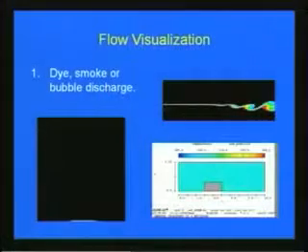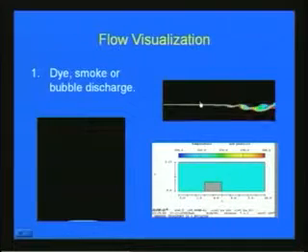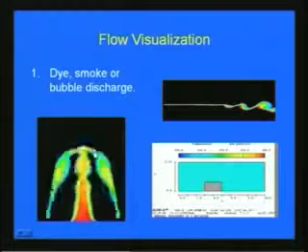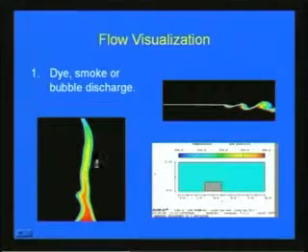So, flow visualization is very important in fluid mechanics. There are various techniques used for flow visualization, just like dye or smoke or bubble discharge. Here you can see how we can visualize the flow taking place. This animation shows how flow visualization can take place with respect to dye or smoke, and then another animation here with respect to a gas burning.